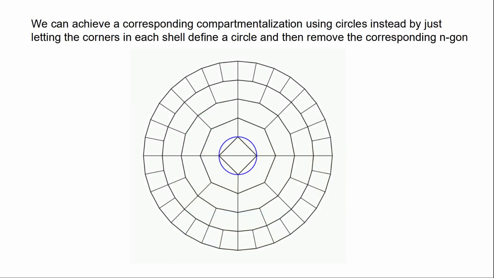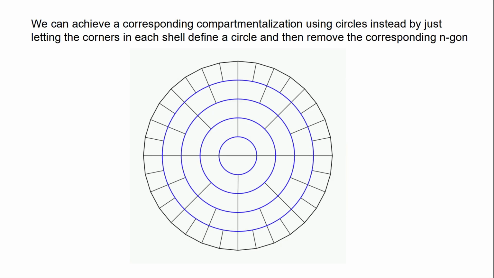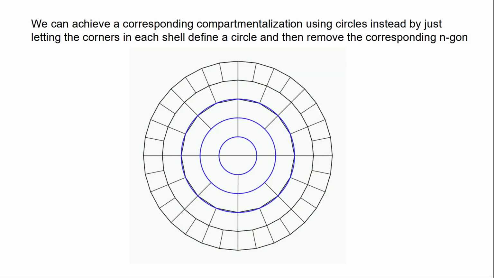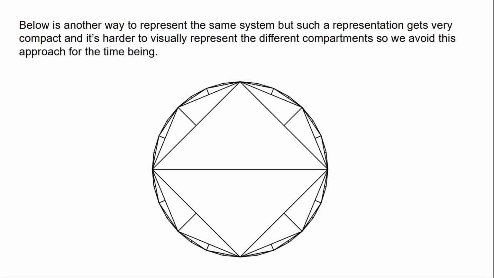We can achieve a corresponding compartmentalization using circles instead, by just letting the corners in each shell define a circle and then removing the corresponding n-gon. Below is another way to represent the same system, but such a representation gets very compact and it's harder to visually represent the different compartments, so we avoid this approach for the time being.